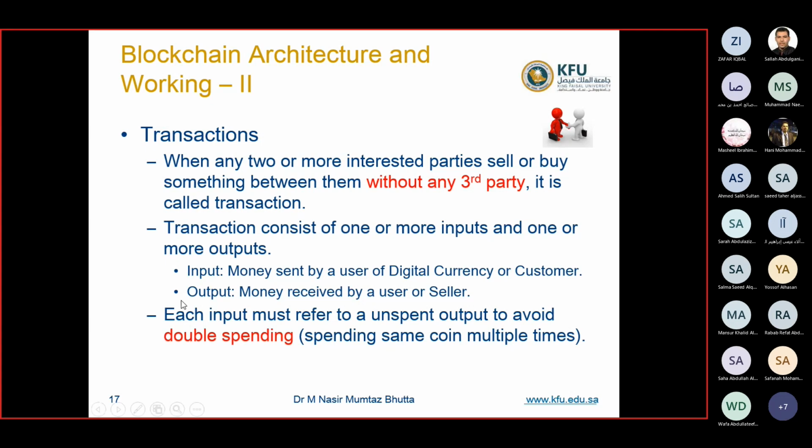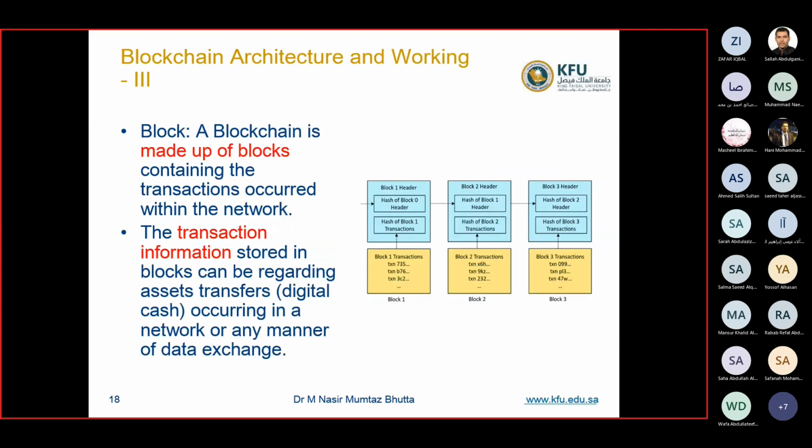So this is the transaction concept: any transaction between any sender, seller or buyer is recorded in the blockchain. Now the other concept is the block, and why this was named blockchain. A blockchain is made up of blocks. You can see this is one block, this is block 2, this is block 3, and they are linked with each other. That's why this is called blockchain, the chain of blocks.